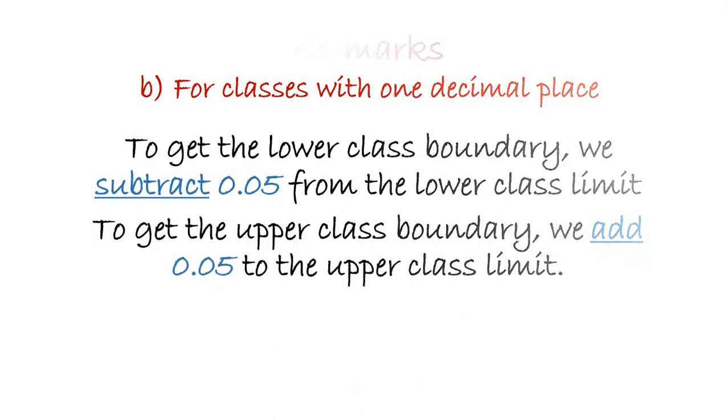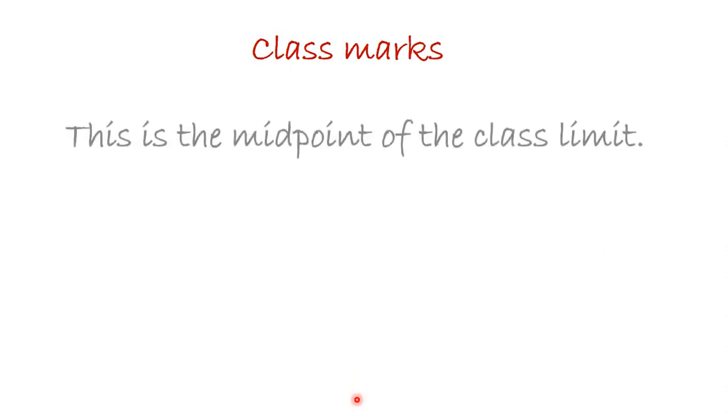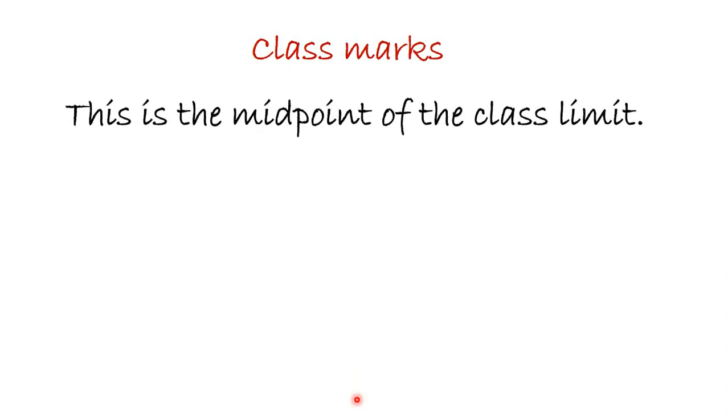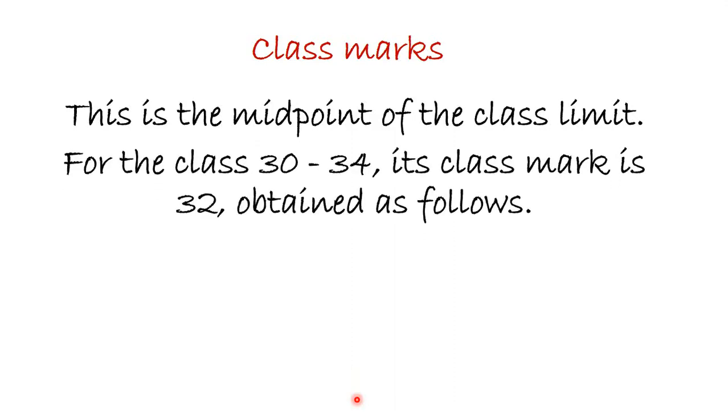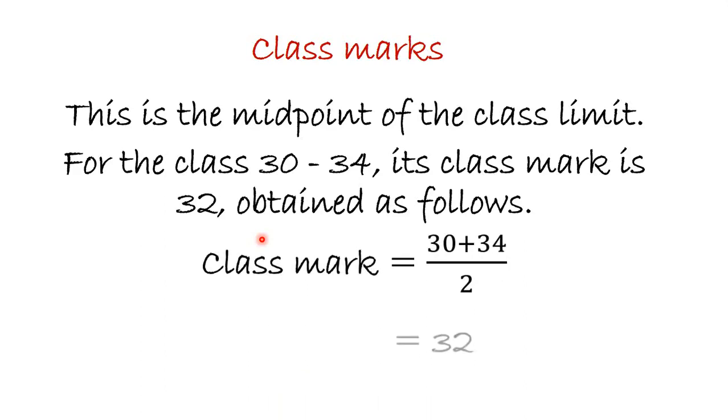Let's also look at the class mark, or what we call the mid mark. This is the midpoint of the class limits. Now, if we consider the class of 30 to 34, then the mid mark is going to be 32. So how do we obtain that? We shall just get 30 plus 34 divided by 2. Get the lower class limit plus the upper class limit, divide by 2. And that will give us 32.